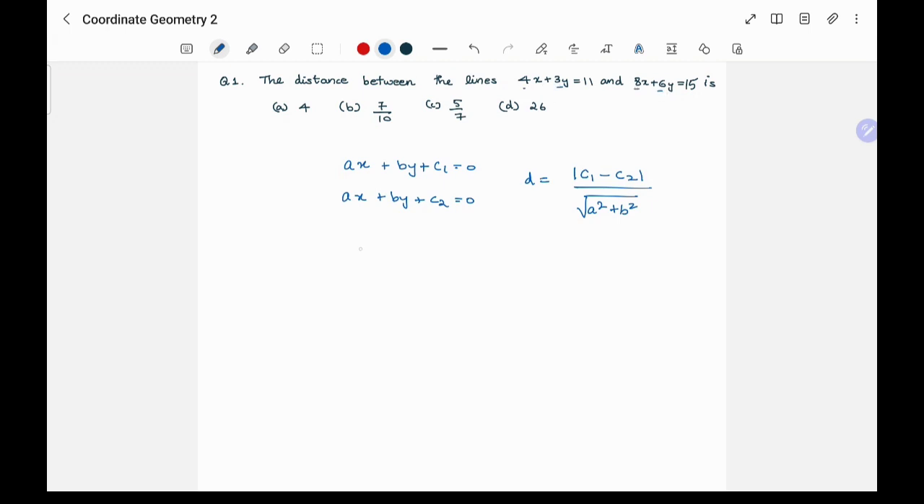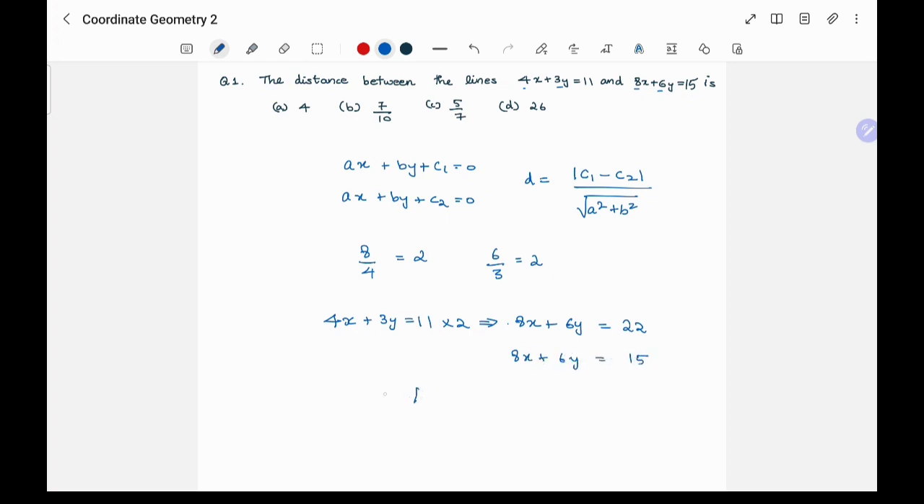But you can also observe that 8 by 4 is 2 and 6 by 3 is also 2. So they just differ by a factor of 2. So we can just take the first equation and multiply it by 2 to bring the coefficients to the same form. So this is only possible with parallel lines. 8x plus 6y is equal to 22 and the second line will be 8x plus 6y is equal to 15.